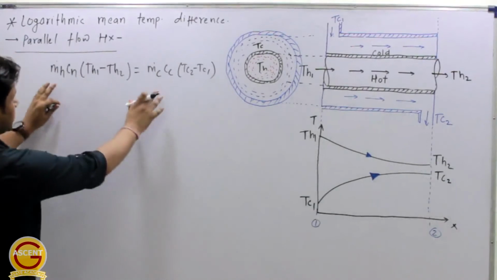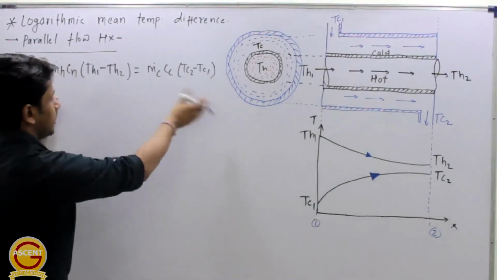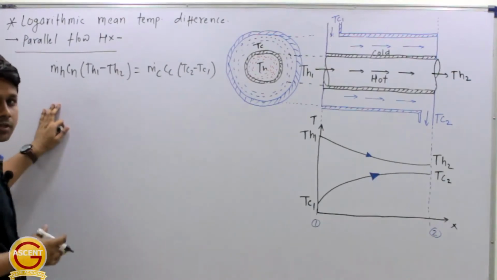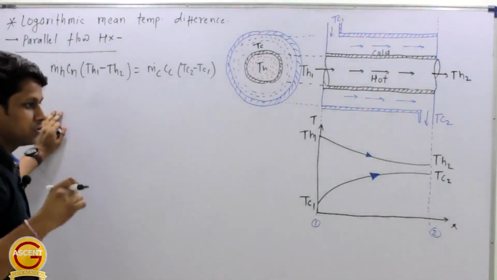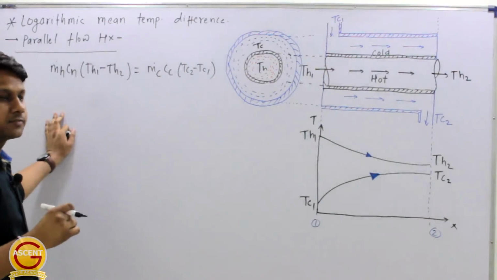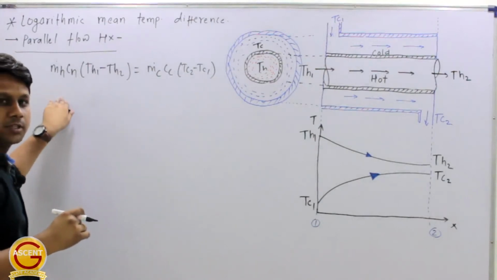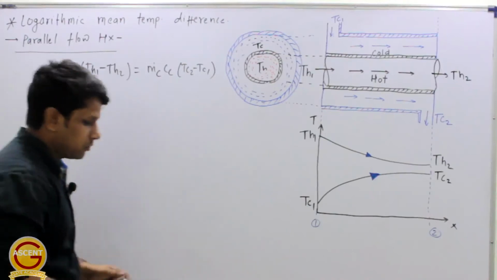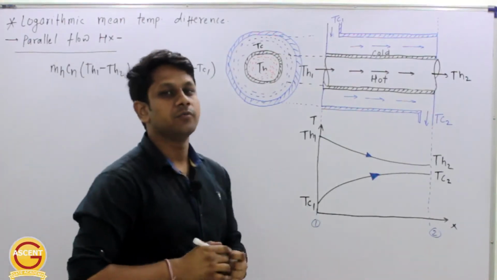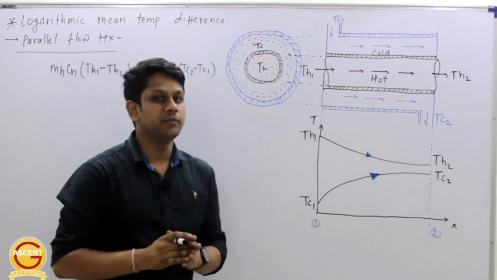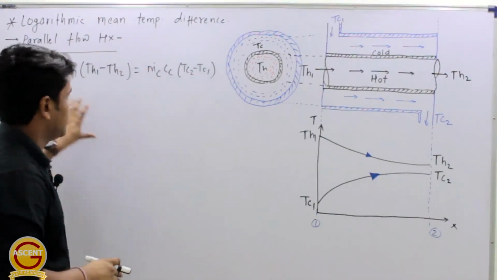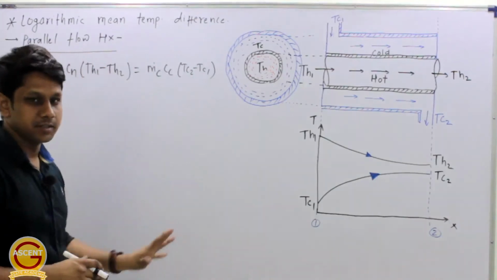See, by using this equation you can find out the mass flow rate if it is not given, you can find out any temperature if it is not given. But if you want to find out the area of heat exchanger, then it is not possible from this concept of thermodynamics, right? So now we will discuss how will you find out this area, and for that only we are discussing this logarithmic mean temperature difference, and we have taken the case parallel flow heat exchanger, right?